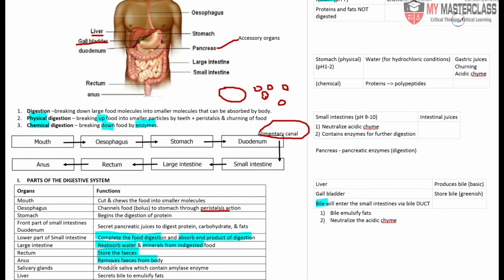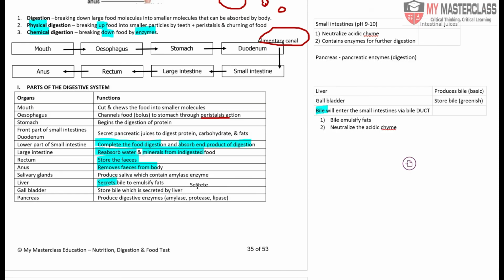Now, I want you to take note of one thing: secrete, not secrets. Okay, so secrete means to produce. So in biology, whenever we talk about an organ producing something, the terminology to use is to secrete. Okay, make sure you change that, secrete.